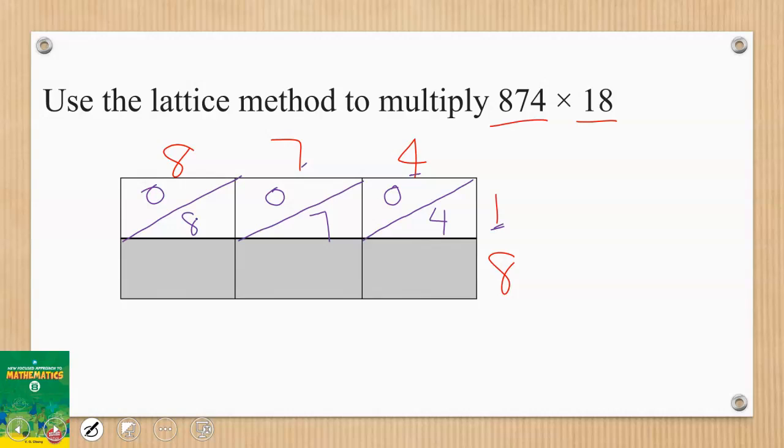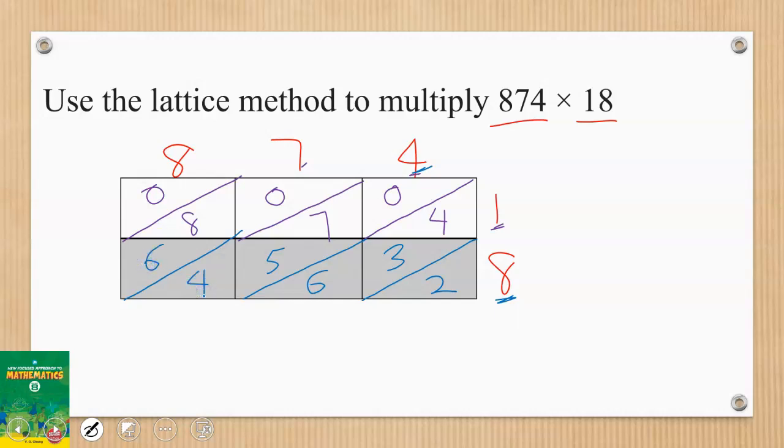Then the second part of the work. Again, we draw this line, that line, and that line. And so 8 times 4 will give us 32. And so the 32, we write 3 and then 2. Then 8 times 7 is 56, so we write 5, 6 like this. Then finally, 8 times 8 is 64.